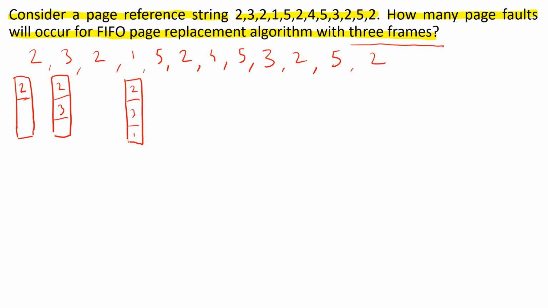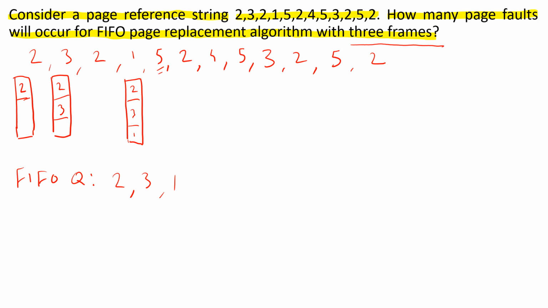Since this is the FIFO page replacement algorithm, we will maintain a FIFO queue. Which page was taken into main memory first? 2, then 3, and then 1. Now the replacement will begin, because my main memory is full. So when I need page number 5, I need to replace one of the pages.